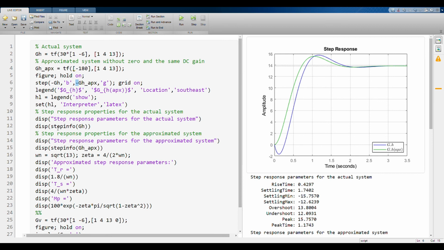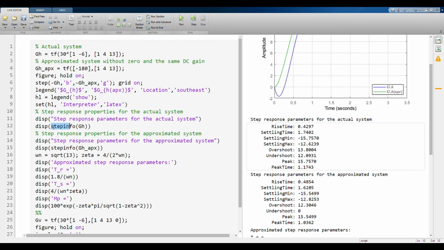I've also got the step info for those two transfer functions. So step info of GH gives us the step response parameters for that system. And with this command, I'm just displaying them over here. Over here, we see the step response parameters for the actual system. The rise time is equal to 0.4297. Settling time is 1.74. Overshoot is 13%. We have the undershoot of 12.0931. The peak value is given and the peak time is also given.